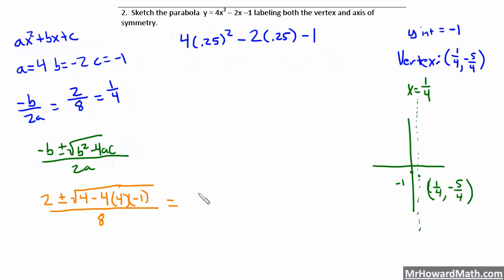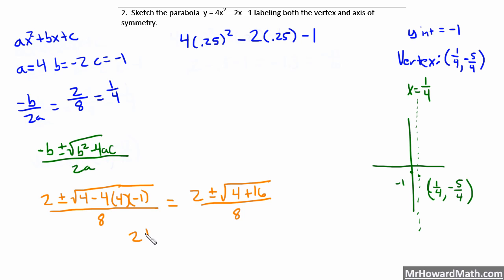Okay, so that equals 2 plus or minus the square root. Let's do this in here. So that's going to be 4. Negative 4 times 4 is negative 16. Negative 16 times negative 1 is plus 16. All over 8 here. So that's going to be square root of 20.